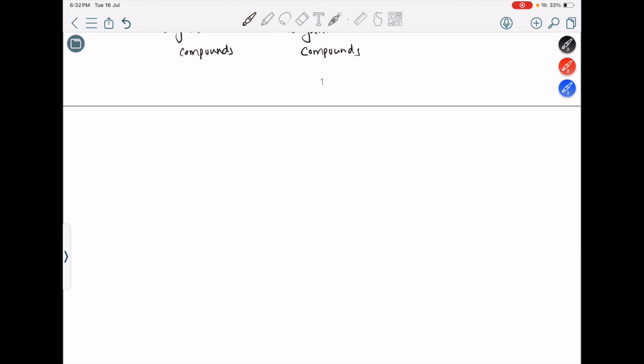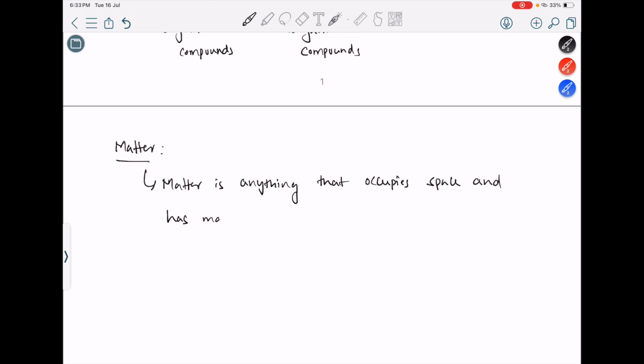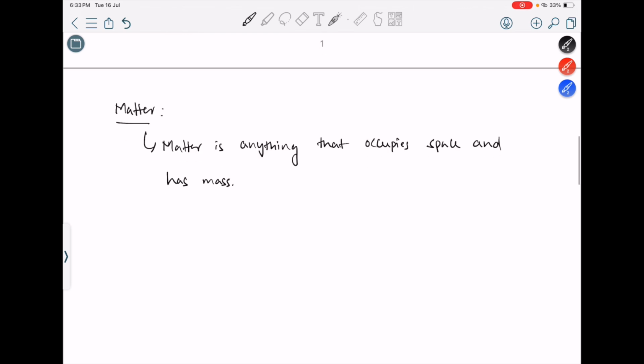Before moving on to the next topic, let us quickly talk about the important definitions in this flow chart. First, I'm starting with matter. How do you define matter? Matter is anything that occupies space and has mass. I repeat, matter is anything that occupies space and has mass.